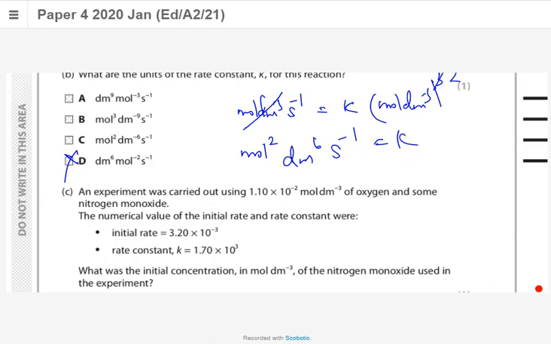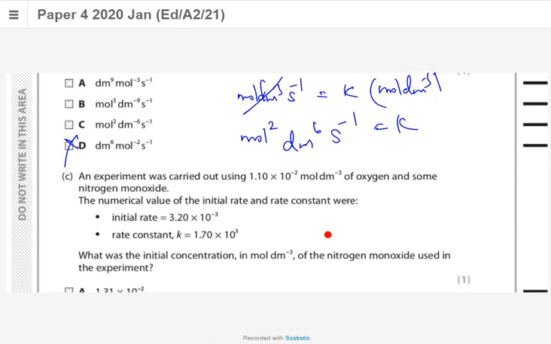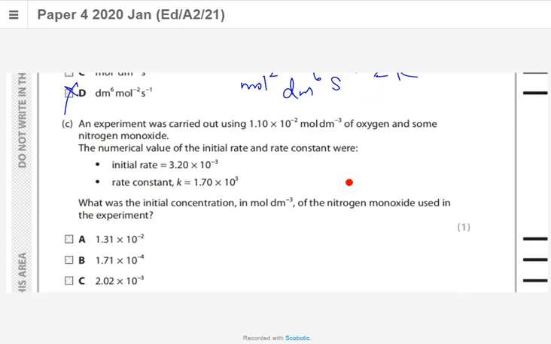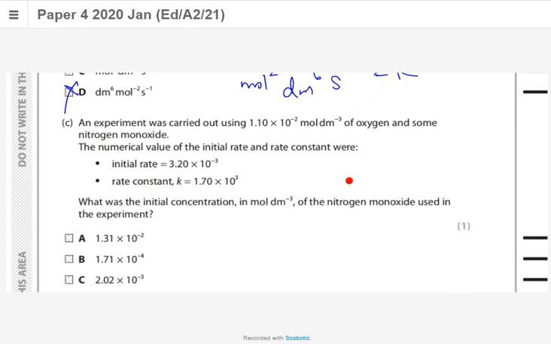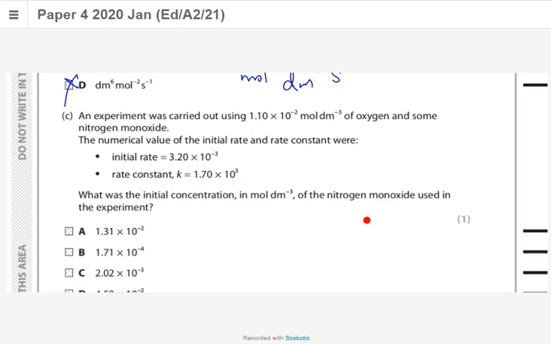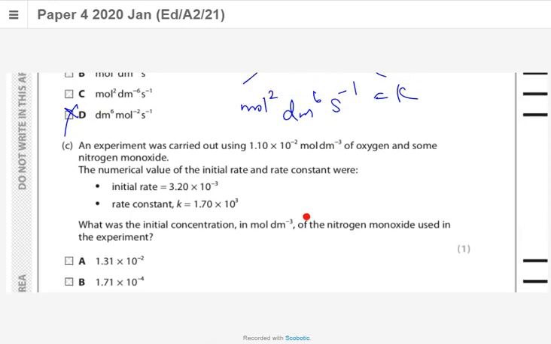An experiment was carried out using 1.10 × 10^-2 mole per decimeter cube oxygen and some nitrogen monoxide. The numerical value of the initial rate and rate constant are given. What was the initial concentration, in moles per decimeter cube, of nitrogen monoxide in this experiment? How can you do this?